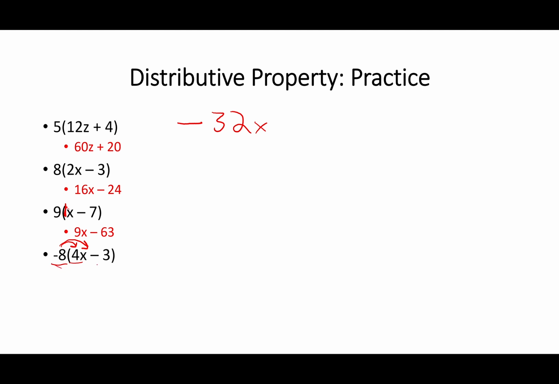Then here you have negative 8 times negative 3. Well, here there are two negative numbers, so two negative numbers is going to end up being a positive. 8 times 3, 24. What? Yes, I just blew your minds.